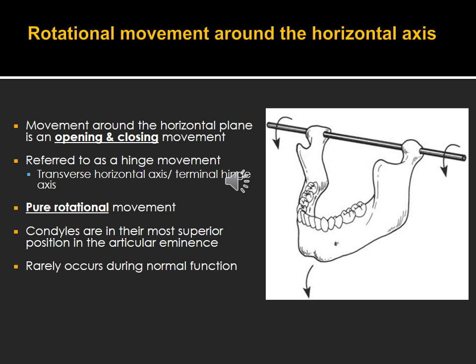Condyles in this rotation are in their most superior position in the articular eminence, and this pure rotation without any translation for the head of the condyle rarely happens during normal function. Usually in normal function, we have not only a pure rotation, we have translation movement. So pure rotation happens only rarely in normal function.